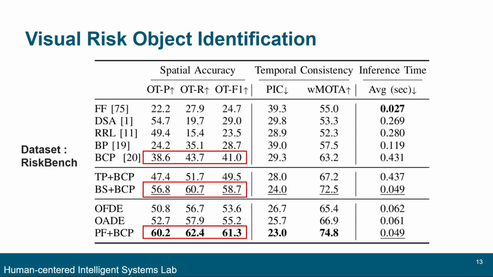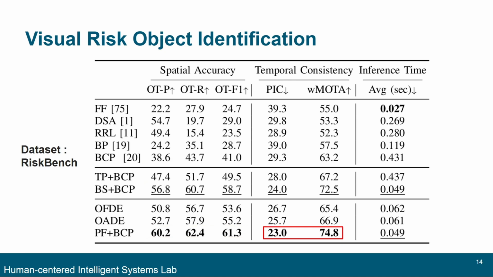We used RiskBench to evaluate our model. We demonstrate that our proposed method PF plus BCP achieves state-of-the-art performance compared to existing Visual-ROI methods. Our methods show a significant effectiveness, delivering a 20% improvement in the F1 score over BCP. Furthermore, we observe a 2.6% improvement in the F1 score compared to BS plus BCP, emphasizing the advantage of integrating attractive and repulsive forces into the model.